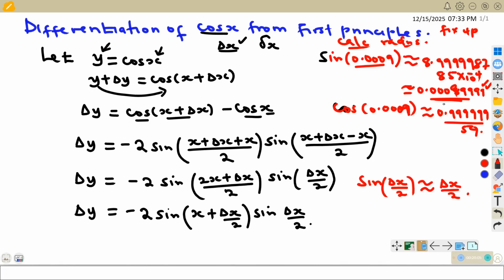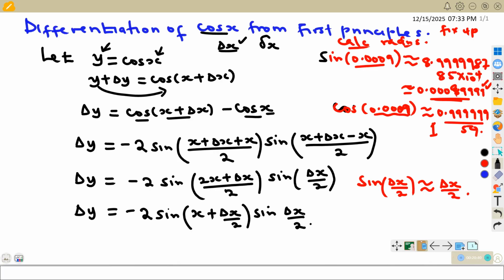Okay, thank you so much. So from these two expressions, sine of 0.0009 and cos of 0.0009, we shall get our assumptions that we shall be using. So we shall be using the two assumptions that cos of a very small angle, which can be measured in radians, is approximately equal to 1. And sine of a very small angle is same as that same angle.